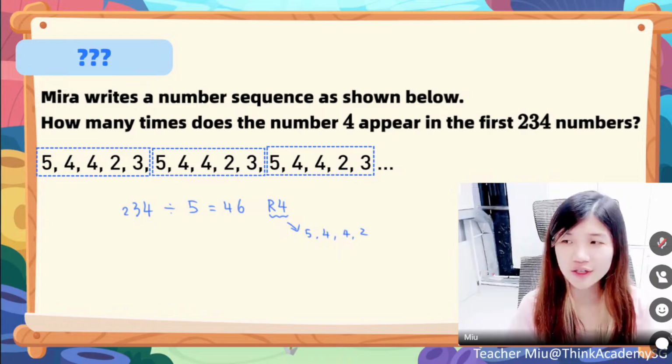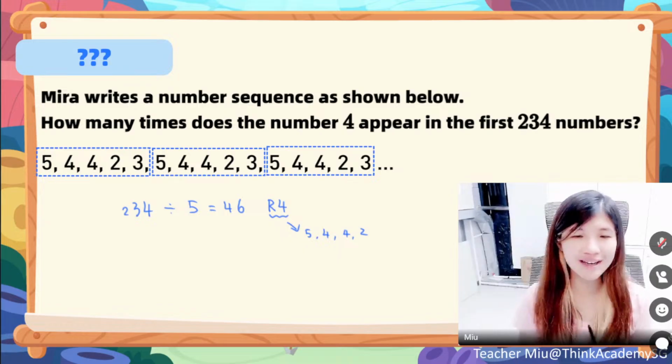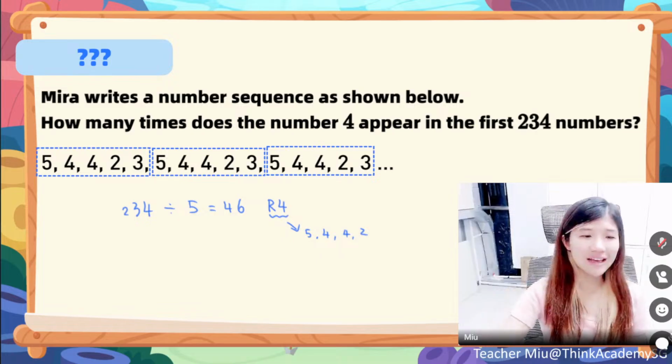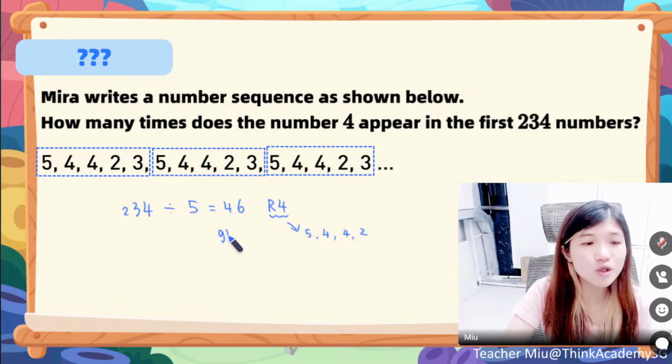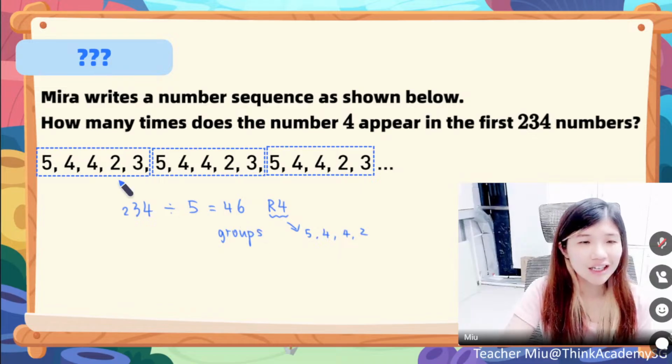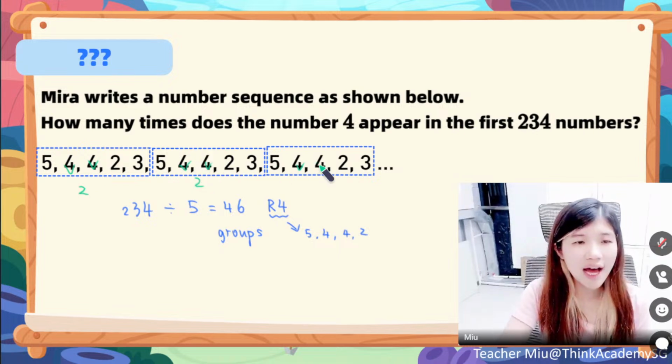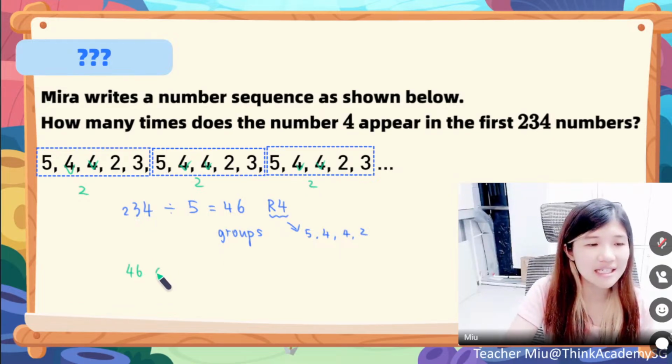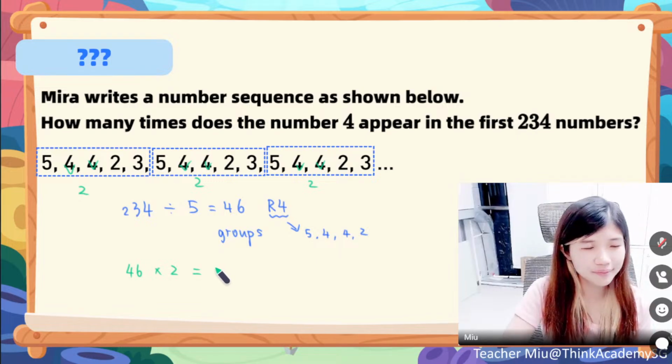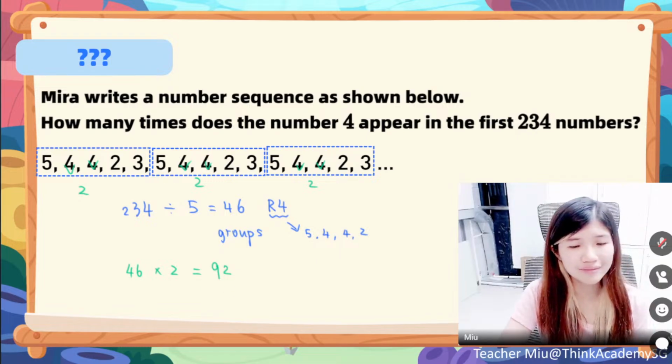Very tricky. This one very tricky. Is it 46? Well done. Not really, because 46 refers to 46 groups. Each group got how many 4s? 1, 2. So each group you got 2 of those. So you need to use 46 times 2 to go to 92. Is that the end? Why not?